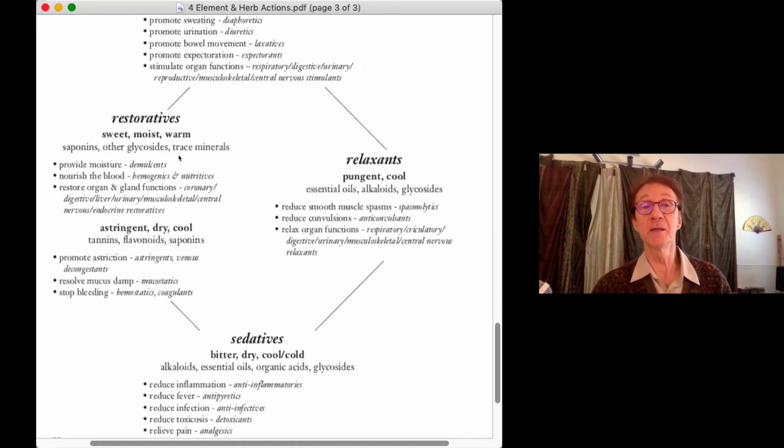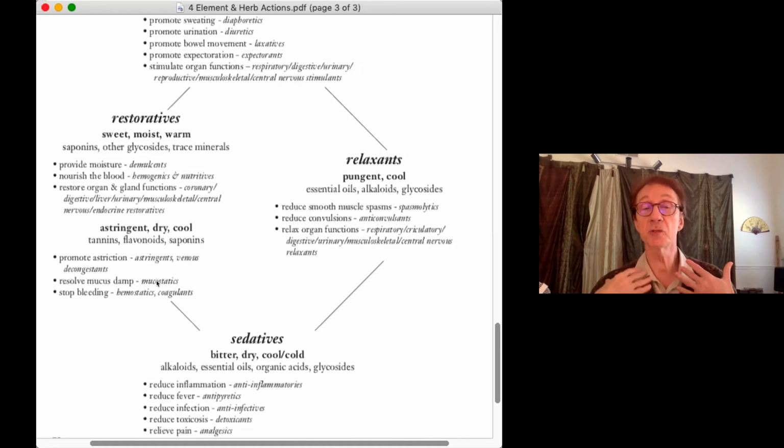Okay, the second type of restorative is the astringents, which tend to be dry and cooling. They variously contain tannins, flavonoids, also saponins. They promote restriction, or astringency. Many of them are venous decongestants to treat venous insufficiency and venous blood congestion. They also resolve mucus damp. I call them mucostatic, in order to stop excessive mucus production in the mucous membrane causing discharge.